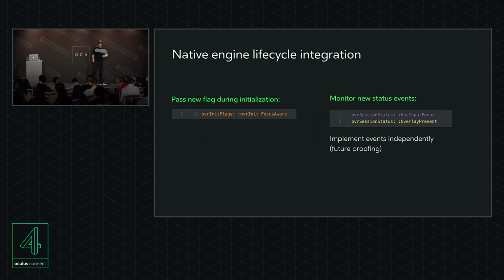For the programmers in the room, if you're working on a native engine, here are the keywords to search for. The basic idea is that when you initialize, you tell us that you're aware of these new focus states, and then you'll start receiving these two new status events. One is, hey, whether or not you have input focus. If you don't have input focus, don't process input, don't render hands. The other is if this overlay is present. Right now, these actually change at the same time. It basically just corresponds to when Dash is up. But we suggest that everybody implement them independently, just as a form of future-proofing as the system becomes more sophisticated over time.